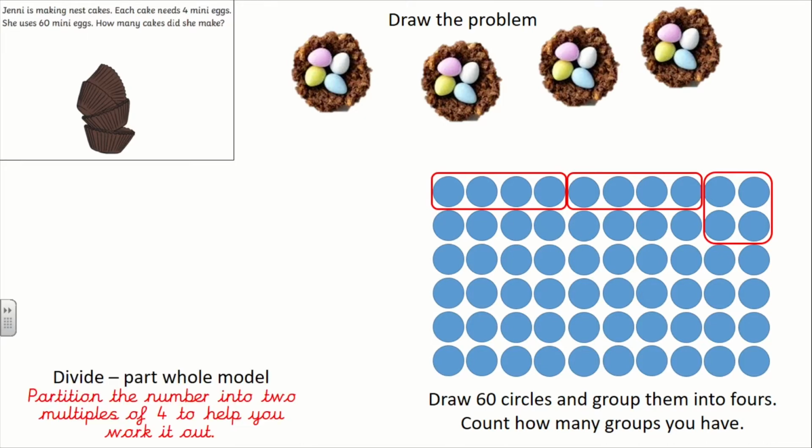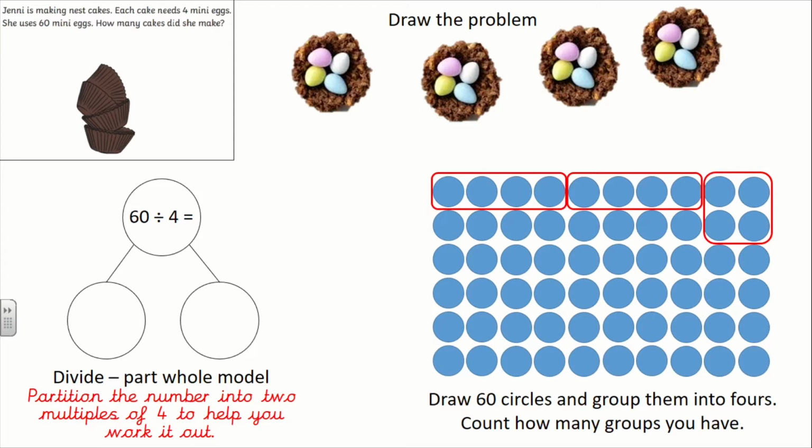Now my final strategy is something we've done quite a lot of in lessons, but it's something we need a bit of practice at. So it's using a part-whole model to partition the number into 2 multiples of 4 that will help you to work it out. So we've got our part-whole model. In the top, we're going to put 60 divided by 4, which is a calculation we need to work out. Then I'm going to think about some multiples of 4, so that's numbers that are in the 4 times table, which can go into my 2 parts.